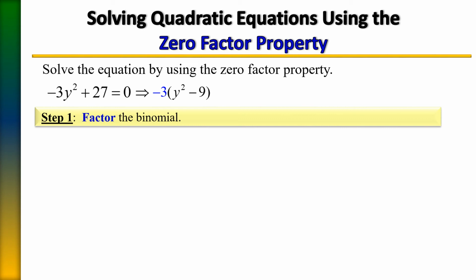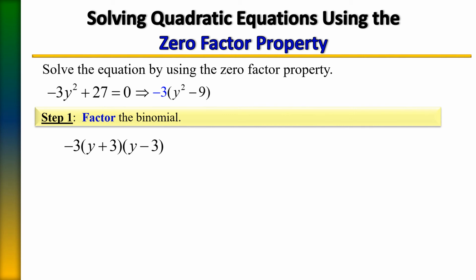Notice here what we're left with is a difference of squares. Again, we have two perfect square roots with a minus sign between them, so that's a difference of squares. The square root of y squared is y. The square root of 9 is 3, so what we're going to have there is y plus 3, y minus 3, with your GCF on the outside.